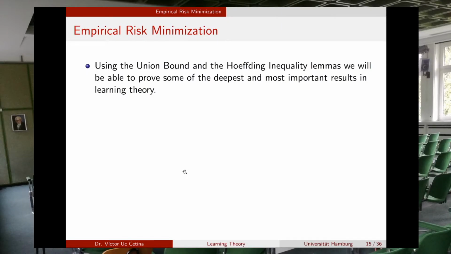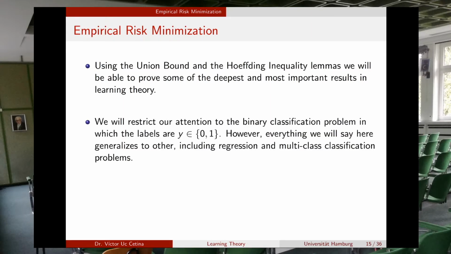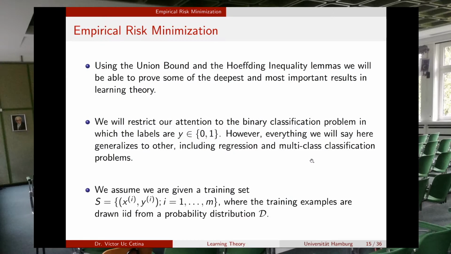So using these two lemmas, the Union Bound and the Hoeffding inequality, we will prove some of the deepest and most important results in learning theory. In this analysis, we will restrict our attention to the binary classification problem in which the labels are 0 or 1. However, all this analysis can be generalized to other problems like regression or multi-class classification.